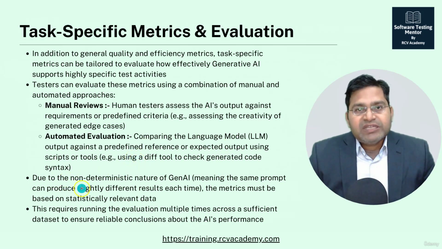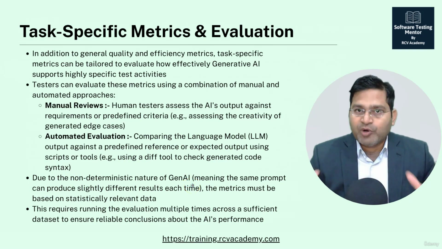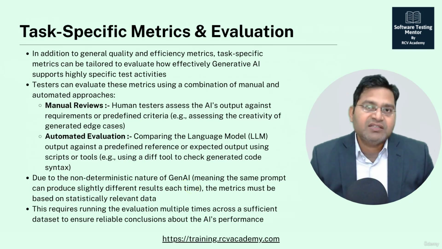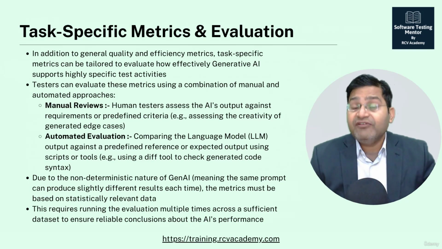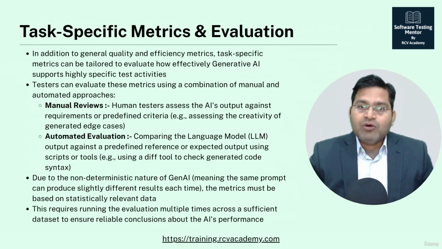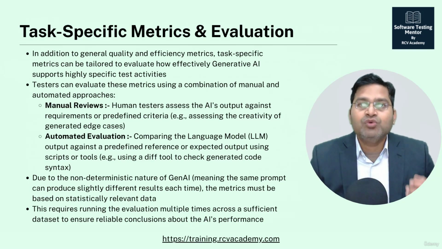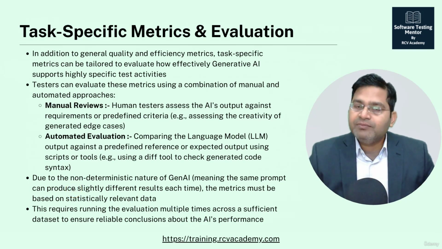Now, because the Gen AI output is non-deterministic, which means that for the same prompt you can get different results each time, the metrics must be based on statistically relevant data. When we say relevant data, is the outcome relevant? Is the outcome task specific and usable? That should be the criteria, not the exact outcome you should be checking. So that becomes another important criteria.